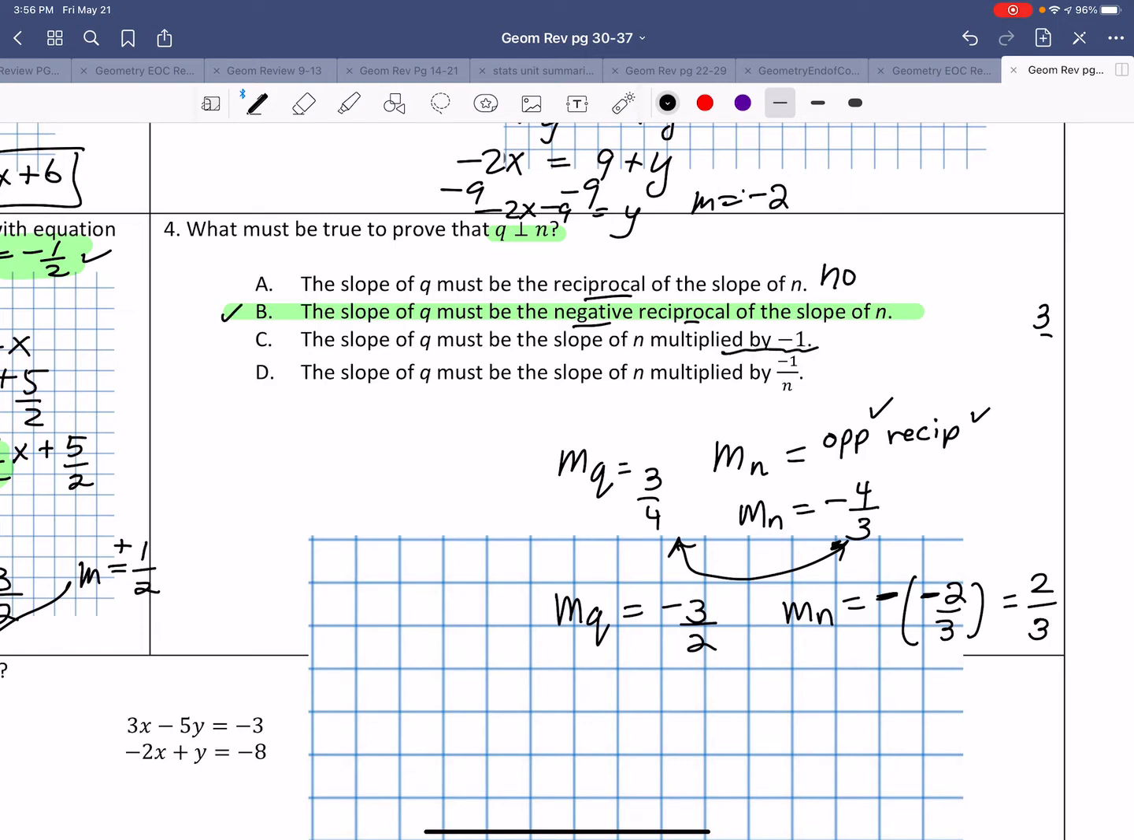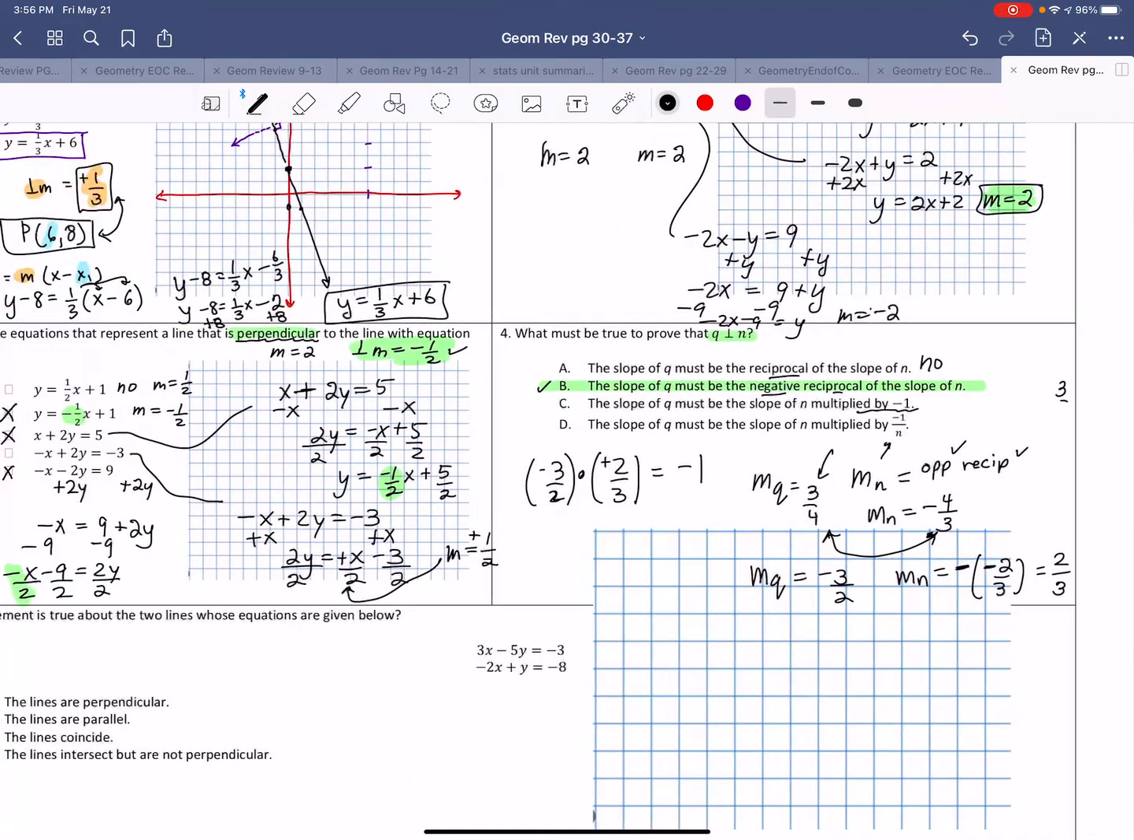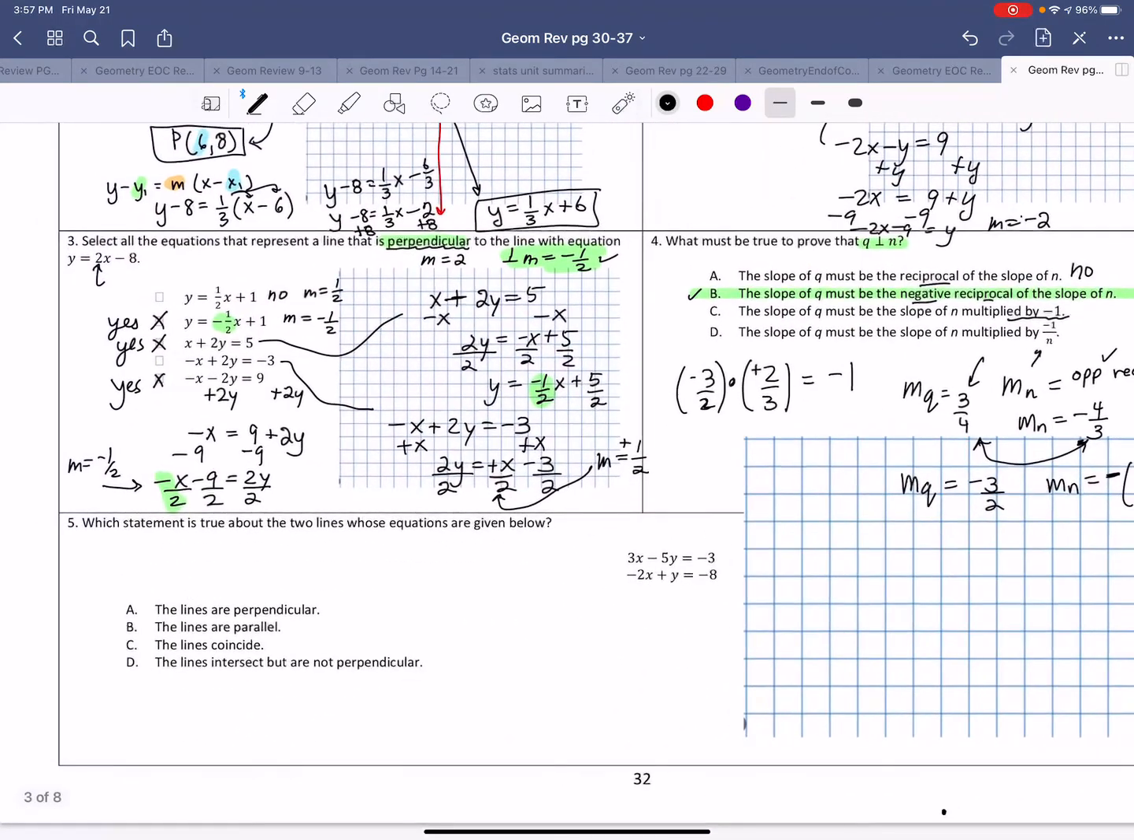What does this multiplied by 1 mean? Well, notice if we multiply this number times positive 2/3, you end up getting negative 1. But we don't want to multiply 3/4 by negative 1. That's what it seems like they're doing there. Okay. Last question on this sheet.